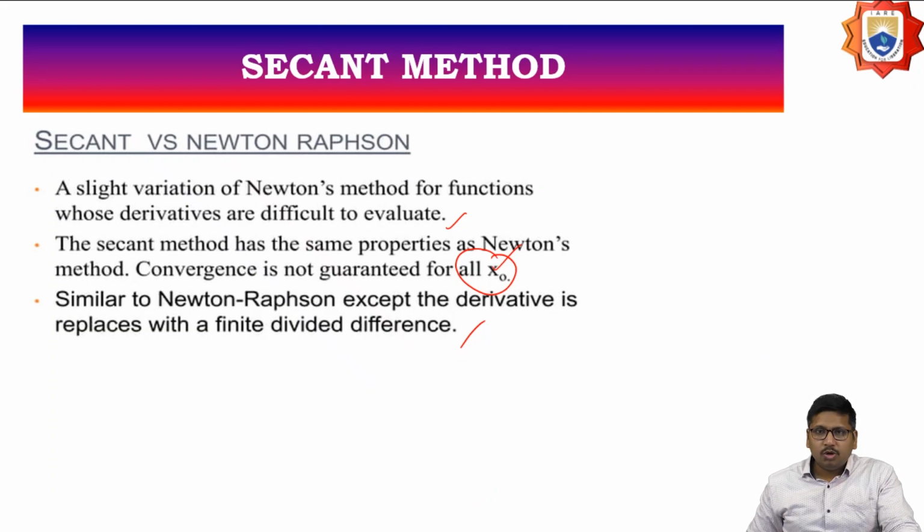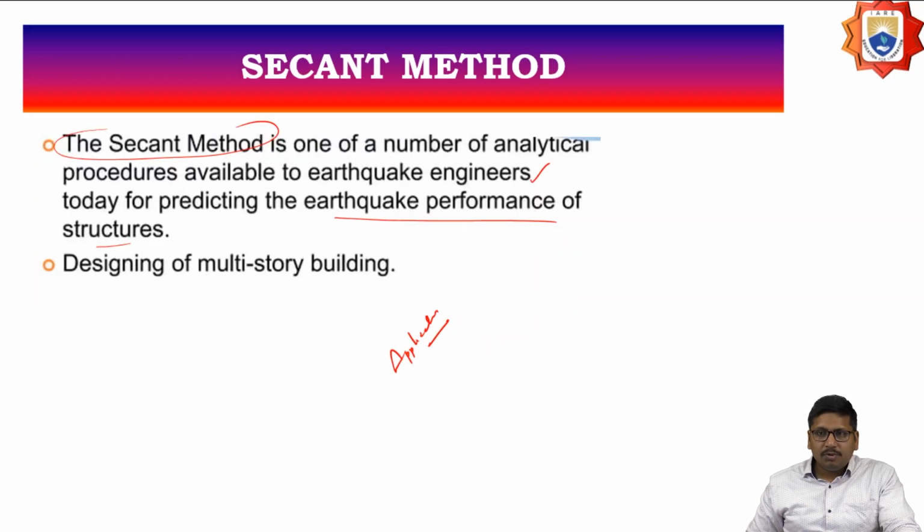This secant method is also compared with Newton-Raphson, where there is a slight variation, and the deviations are difficult to avoid. They have the same properties, where convergence is also not guaranteed. The secant method is one of the analytical procedures mainly used in predicting actual performance, and we can also identify the design of multi-story buildings by using this method.